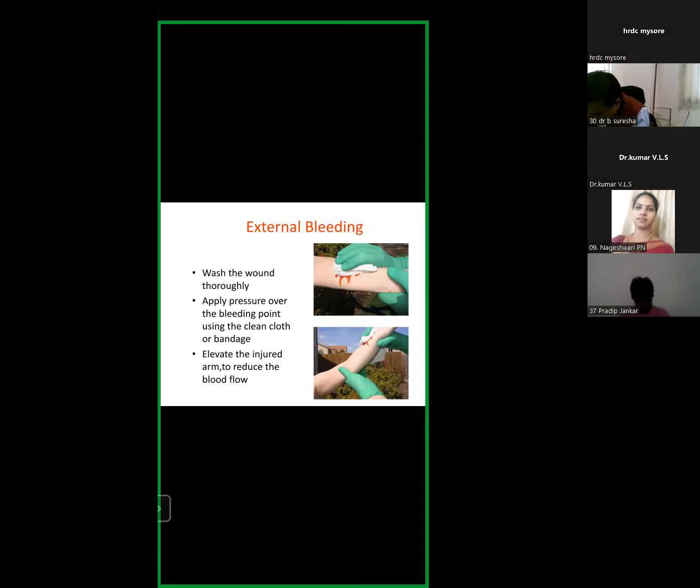First, carefully examine the wound. Is there anything stuck inside? There may be glass pieces, metal pieces, dust, mud, stone in the wound. We need to clean the wound thoroughly. If antiseptics are available, like Dettol, Savlon, or anything, we can cleanse it.